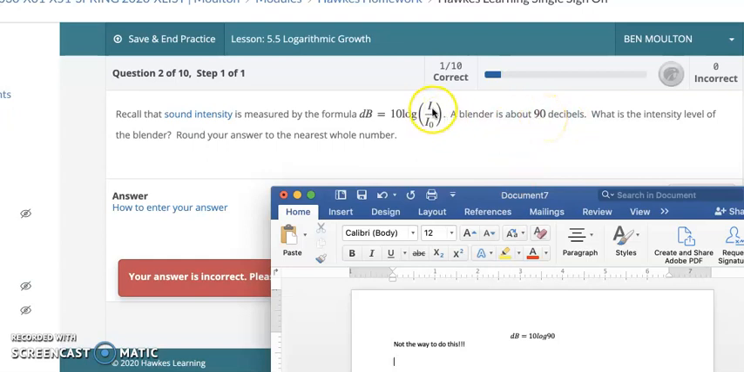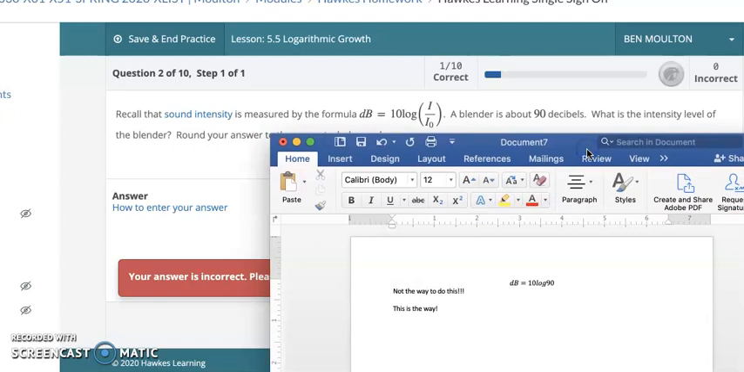It's not an intensity value. All right, my 90 should be over here. So this is the way. This is embarrassing too. So what we're going to do is take 90 and set that equal to 10 times the log of, really it is just I, because I naught is just 1. So don't worry about that. We're going to divide by 10 right away, so we end up with 9 equaling the log of I.